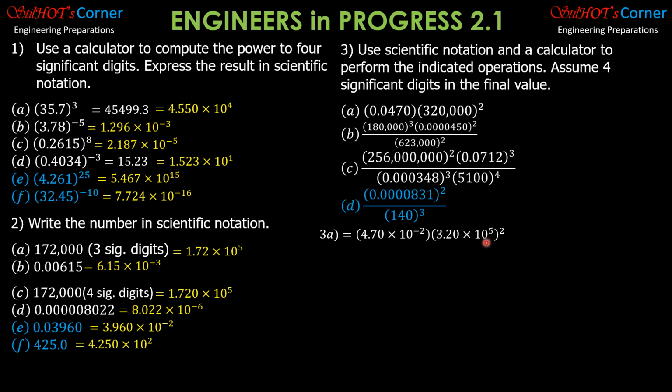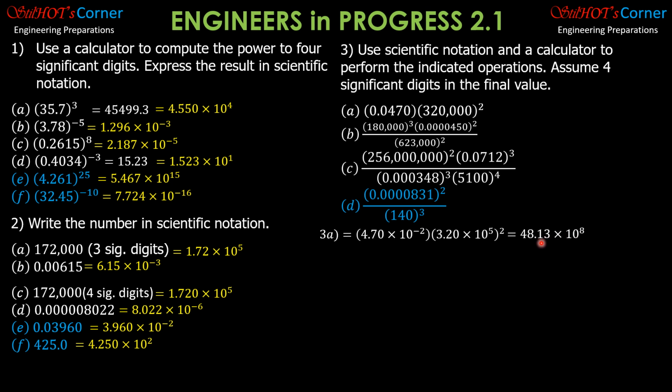So the power of 10 here would be 5 times 2, 10 to the 10, while this one is still 10 to the negative 2, but 3.2 is squared. Therefore, using your calculator, 4.70 times 3.20 squared, and the power would be times 10 to the 8. 10 minus 2 is 8. 5 times 2 is 10. Then plus negative 2 is 8. So all you have to do in your calculator is type 4.70, then times 3.20 squared. It will be 48.13 times 10 to the 8.